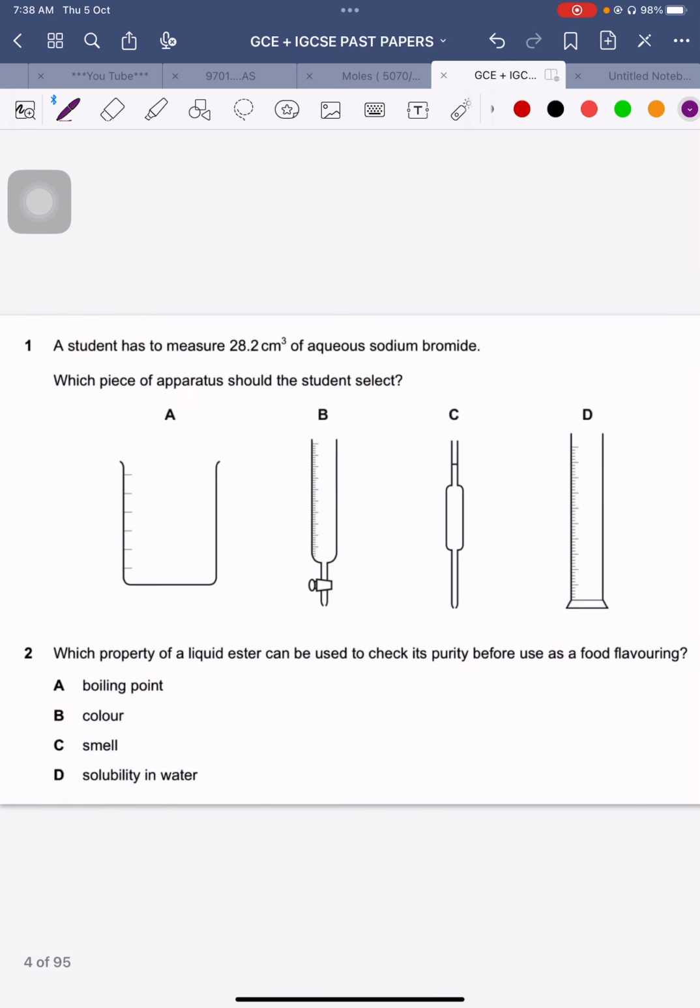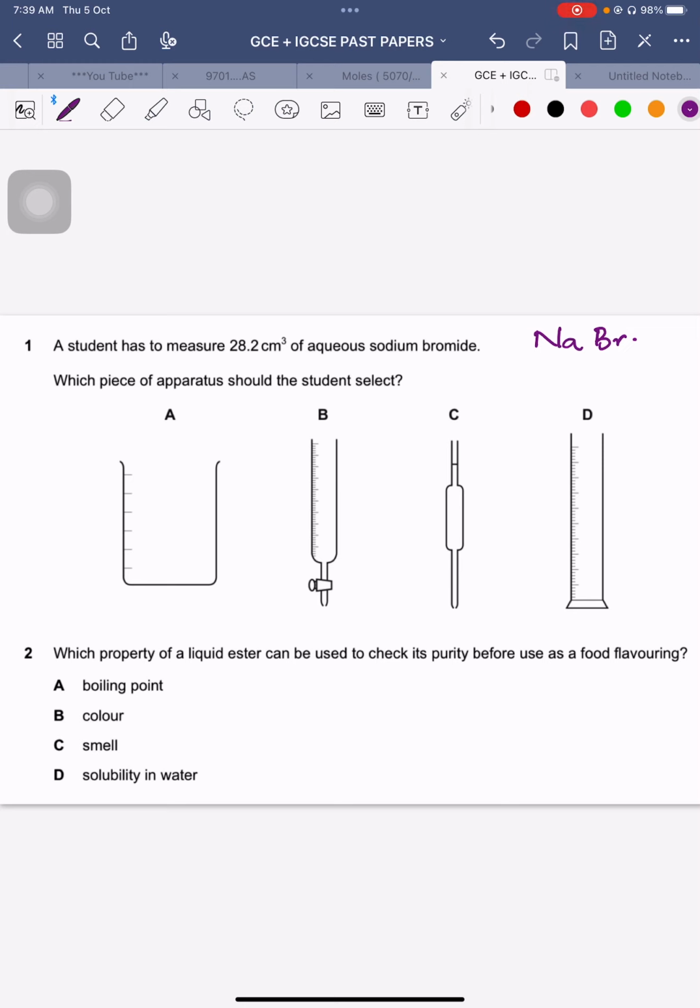Now, what is the next question? A student has to measure 28.2 cm³ of aqueous sodium bromide. What is the formula of sodium bromide? First of all, I am writing the formula. It is NaBr. N should be capital, a small, B capital, r small. Sometimes students ask whether it is very important to write the formula in a particular way. Yes, it is very important to write the formula in a proper way. If we write N capital, A capital, it will simply make the formula wrong. So be aware of this fact.